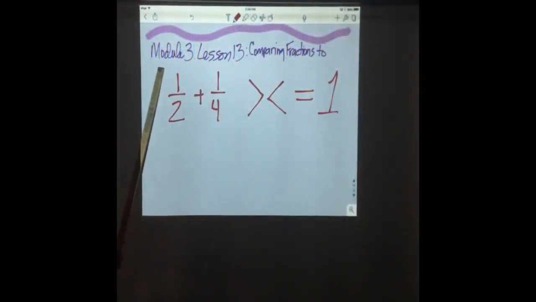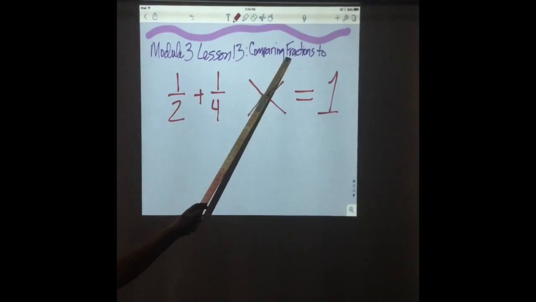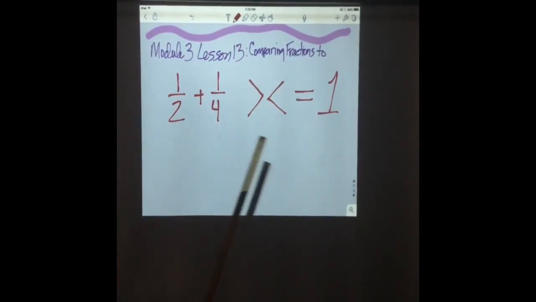Welcome back to math. This is module 3, lesson 13. We're going to compare fractions to a half or one whole. A half or one whole.